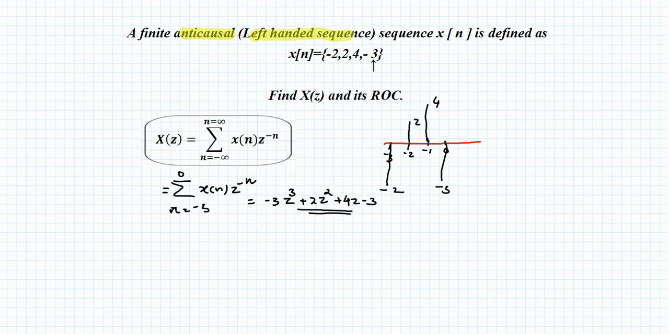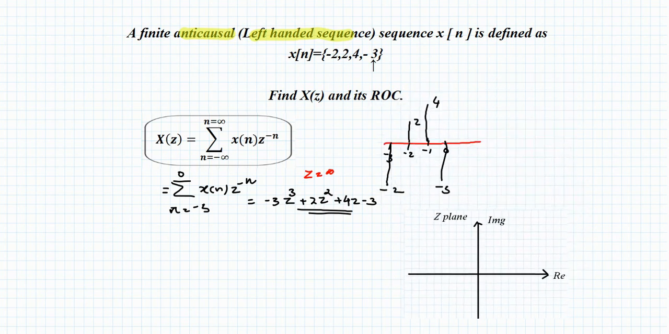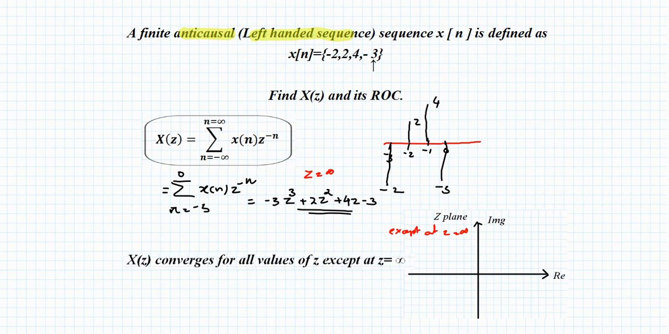In this case, this equation becomes infinity only when z is equal to infinity. So I can say the ROC is the entire z plane except at z equal to infinity. So I can conclude this concept: if the signal is anti-causal, then the ROC is all values of z except at z equal to infinity. That is about the anti-causal signal.